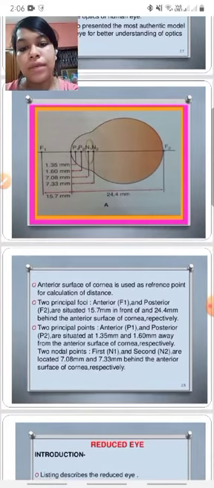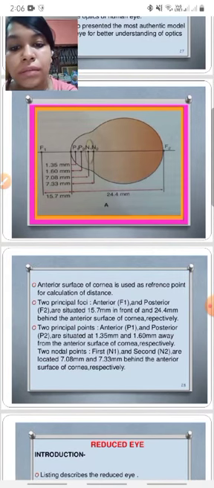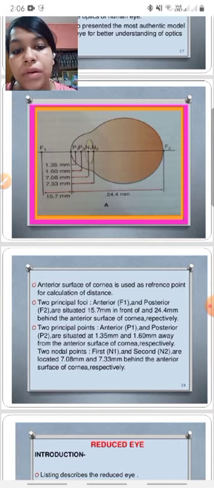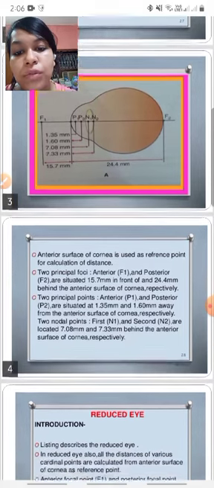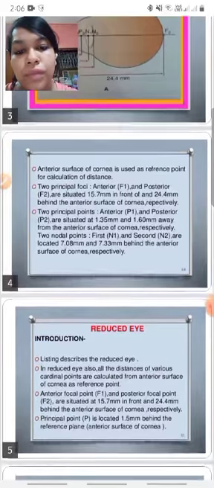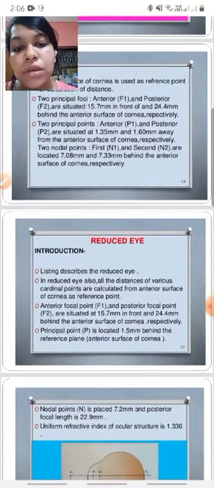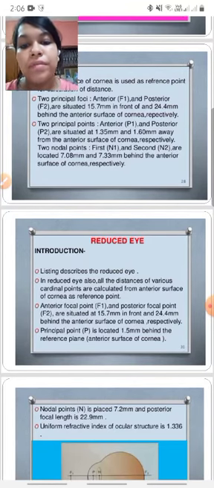So in this diagram we can see that all the measurements have been taken by taking the anterior surface of the cornea as the reference point, and there are two principal foci, anterior F1 and posterior F1, and the two principal points, anterior P1 and posterior P1, and there are two nodal points N1 and N2. The applied importance is very less. The simplified version of the same is the reduced eye given by Listing.